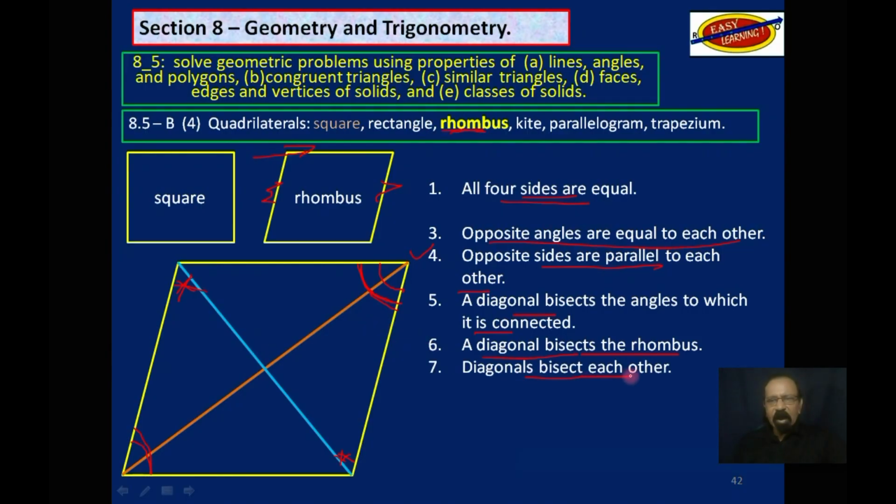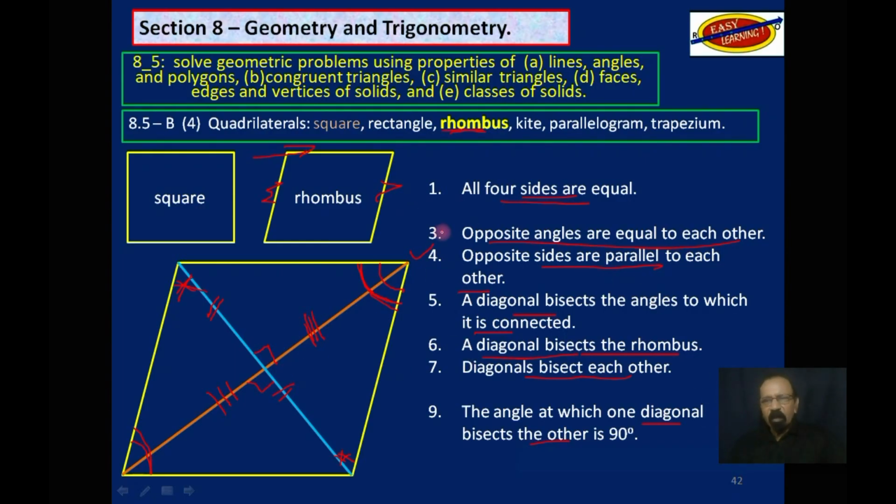The diagonals bisect each other. So that brown diagonal bisects this blue diagonal, divides it into two equal parts, and the blue diagonal bisects the brown diagonal into two equal parts. The angle at which one diagonal bisects the other is 90 degrees. That angle is 90 degrees, and this one, and so are the other two.